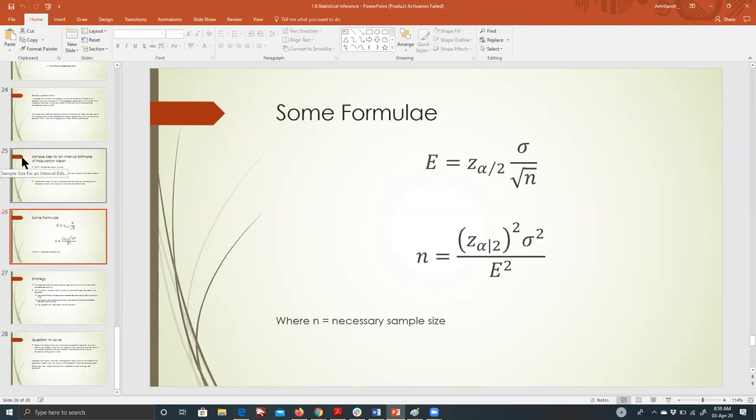Just remember, the T alpha by 2 value will change based on n, and you are trying to estimate n. So you cannot have two variables in a single equation and solve for both of them. Okay, thank you.